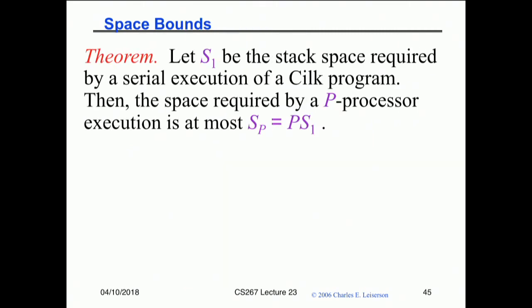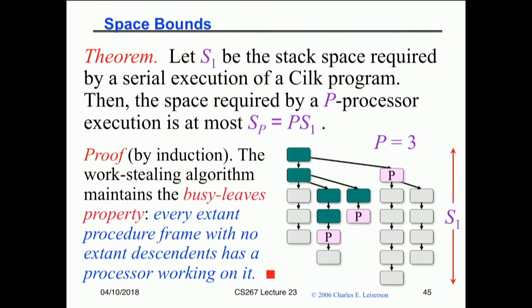There's also a space bound that comes from this, and I actually am not going to talk through this slide. It's got a bunch of text on it, except to say this depends on something called the busy leaves property: that you will always keep executing the leaves of the tree, if they're ready to execute, as long as you have enough processors to do it.